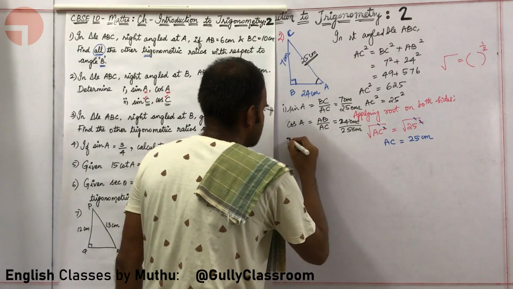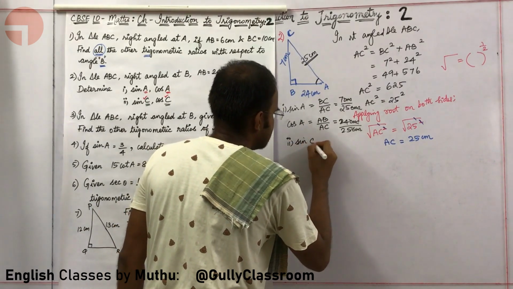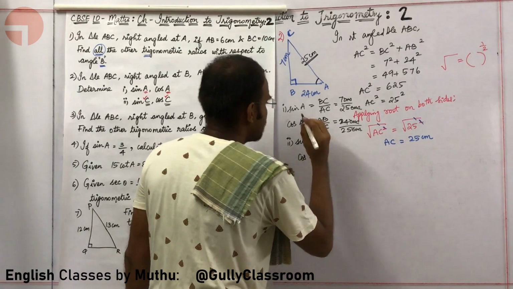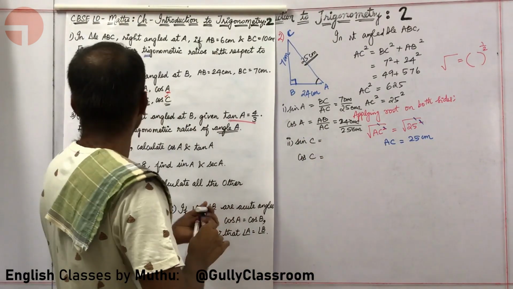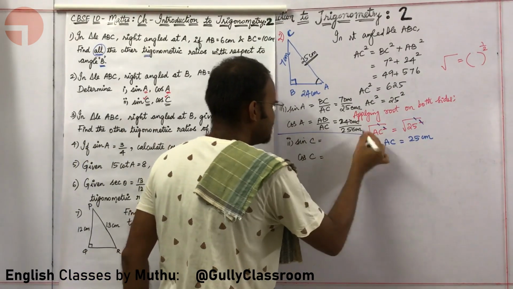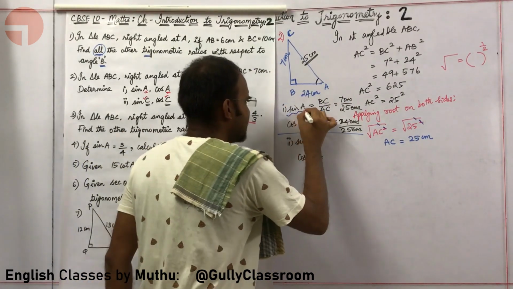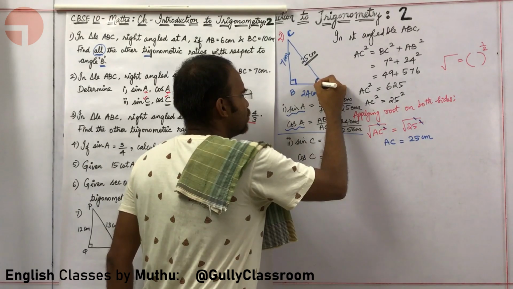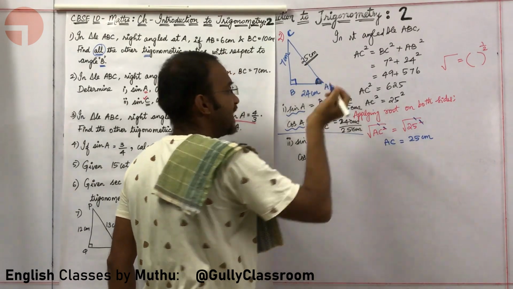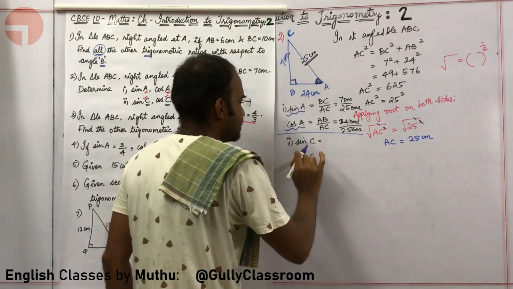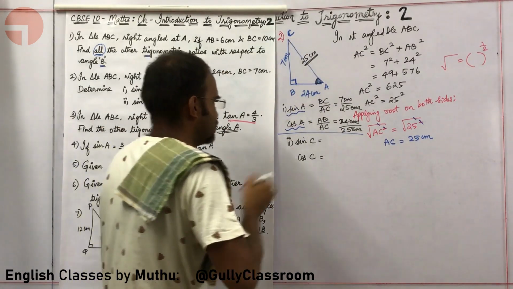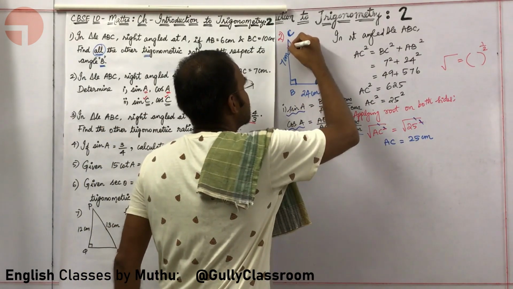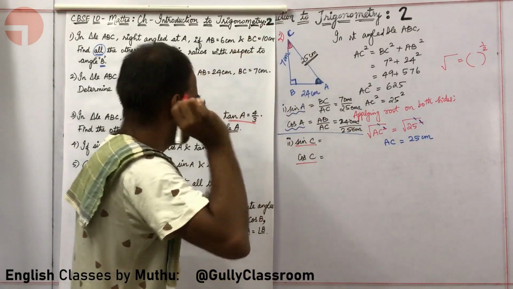Let us leave some distance. Here I am writing sin C and cos C. Sir, what is the difference between these two things? The basic idea is here sin A and cos A are calculated with respect to this particular angle A. Here sin and cos are calculated with respect to this particular angle value C.